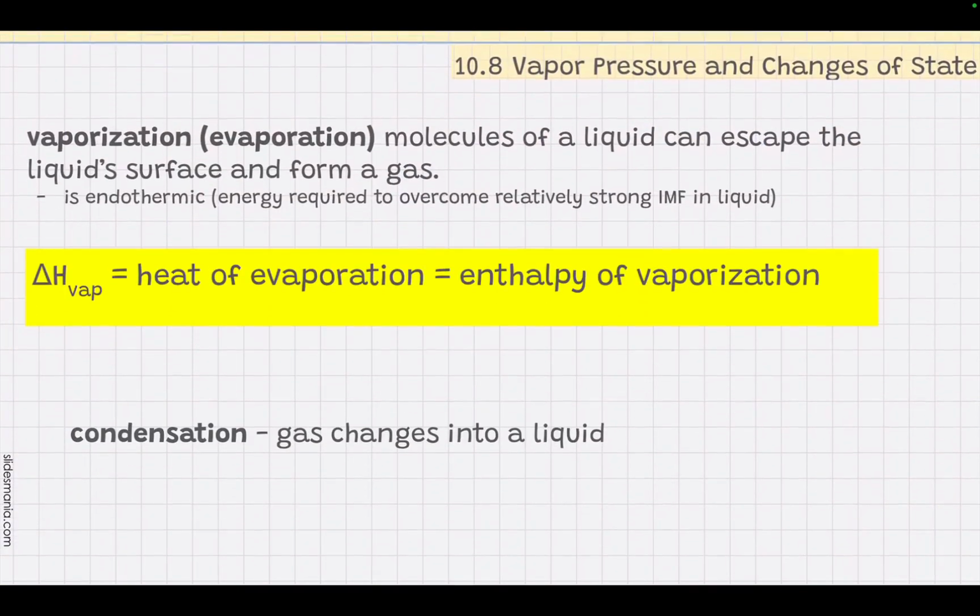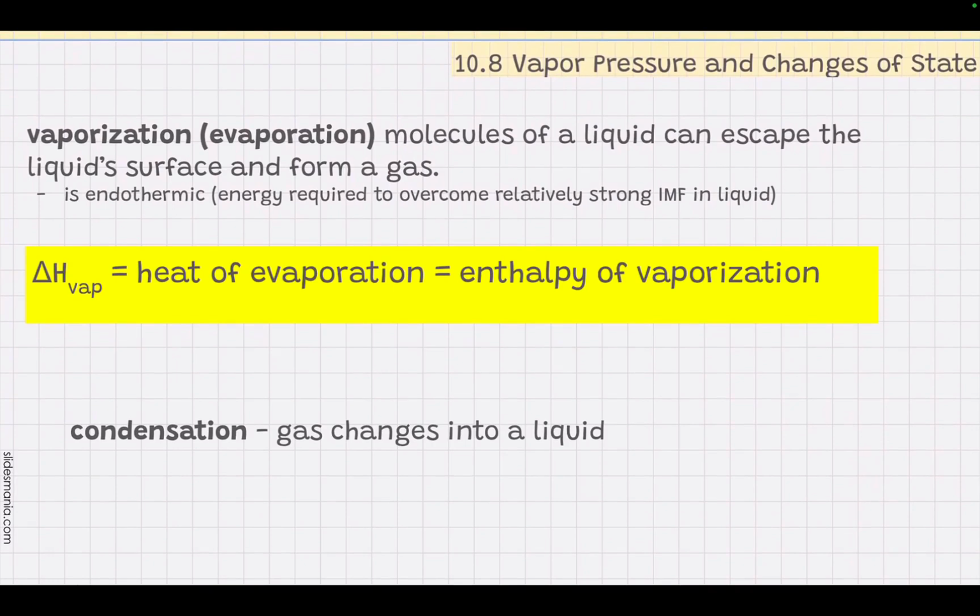So, first thing we're going to talk about is vaporization, also known as evaporation. It's when molecules of a liquid escape from the surface of the liquid. So this is not boiling. All liquids do this below the boiling point. And it is an endothermic process. Energy is required to overcome the IMFs of the liquid for the liquid molecules to be able to escape.